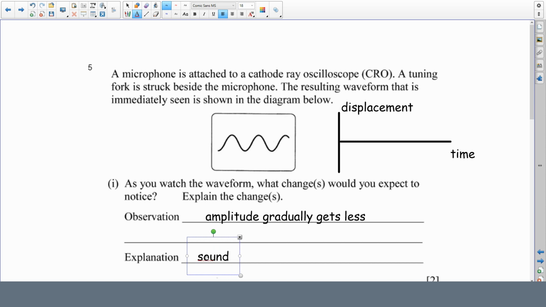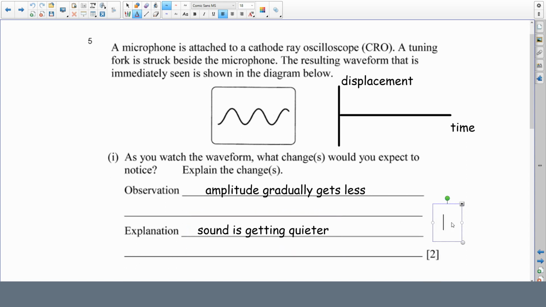And the sound is getting quieter. Is the answer there? Okay, so our sound gets less noisy, gets less loud, and as a result we get less amplitude. Remember, amplitude and loudness are related to each other. Frequency and pitch are related to each other, when we're talking about sound waves.